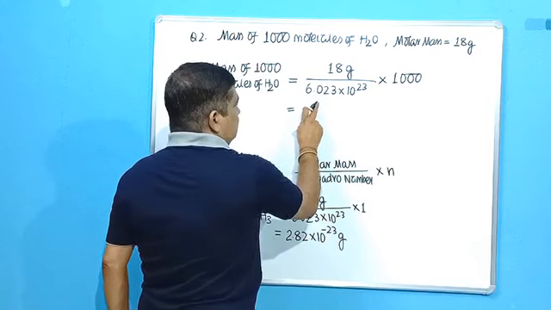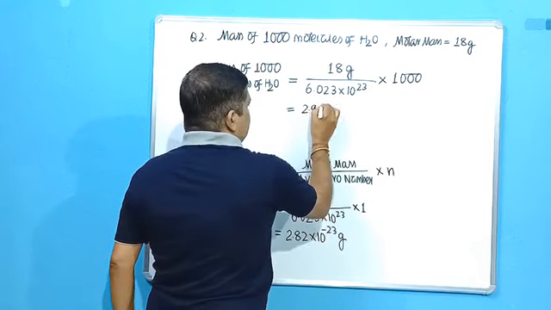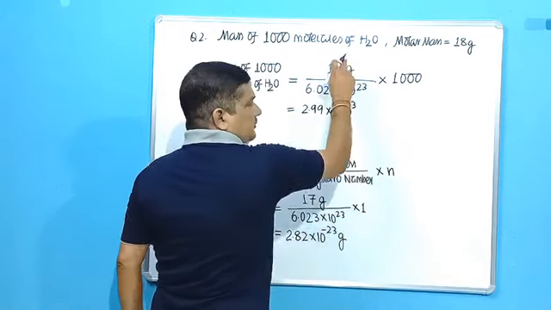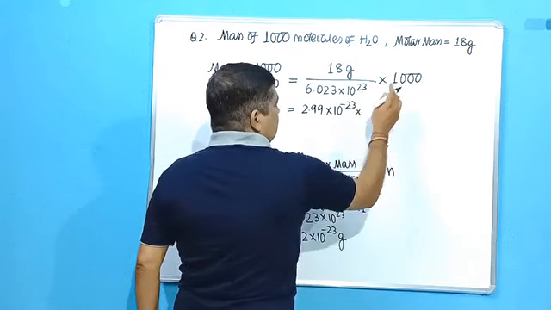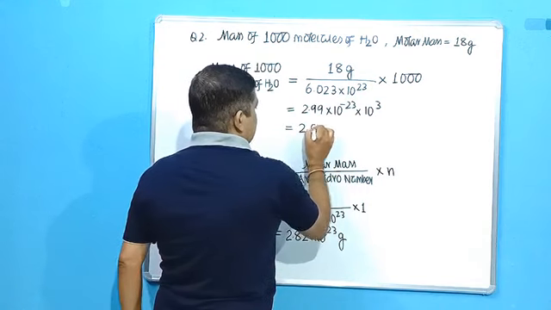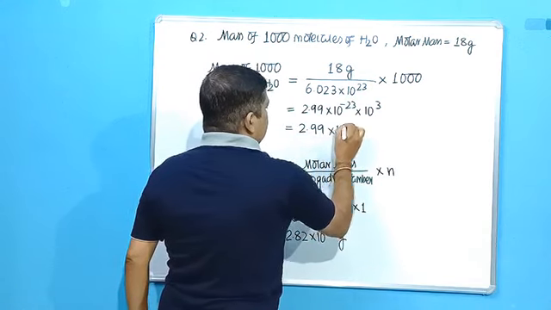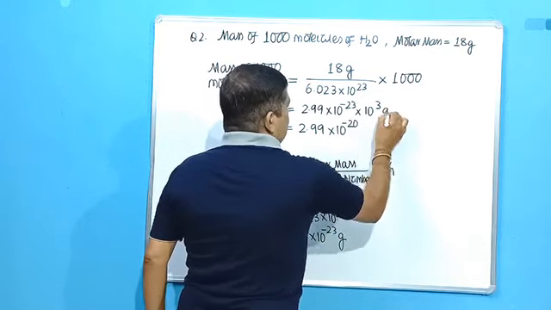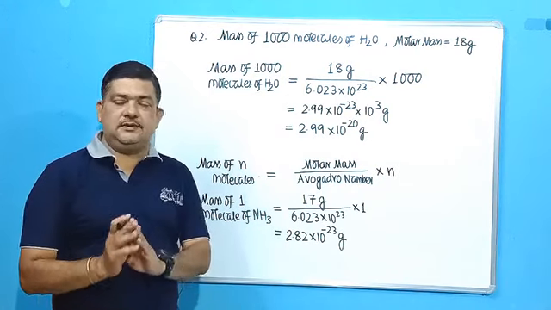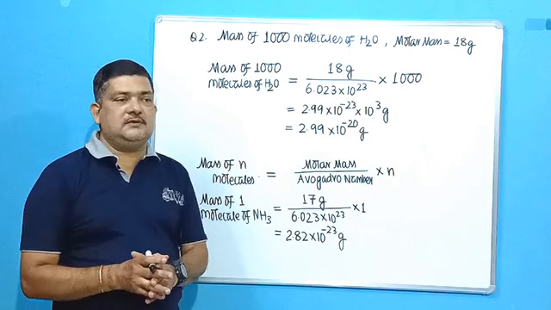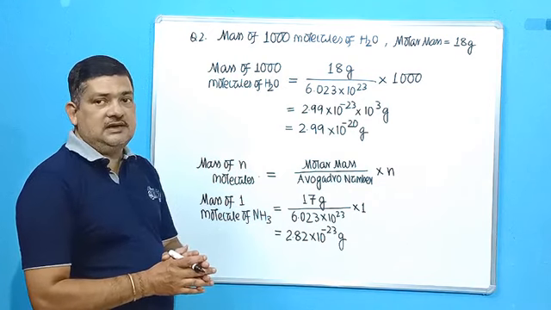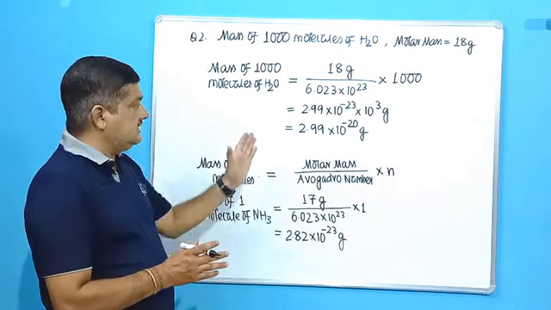So 18 by 6.023 is 2.99 into 10 to the power minus 23, into 1000. 1000 means 10 to the power 3. So it becomes 2.99 into 10 to the power minus 20 gram. So do not miss the unit. I am telling you repeatedly, keep the unit carefully and do not miss it. If you miss the unit, half a mark will be deducted. So the unit is very important and you have to always remember to write it.